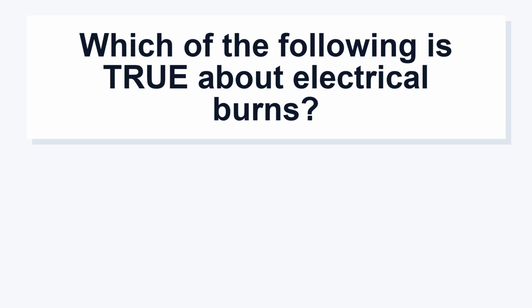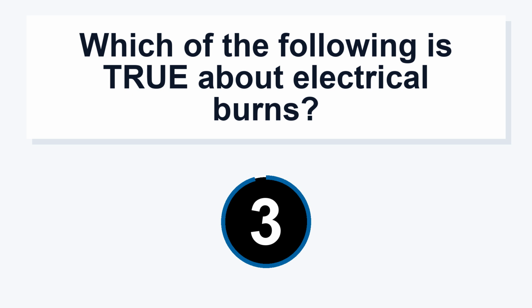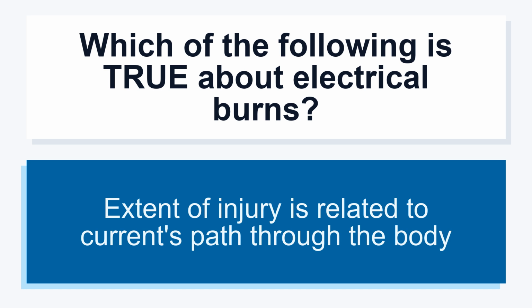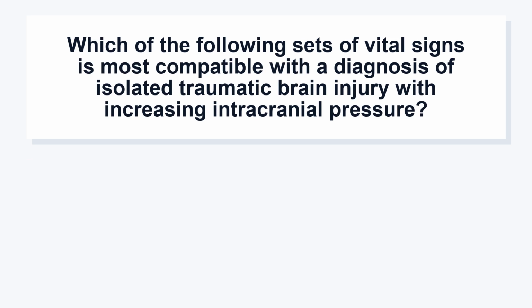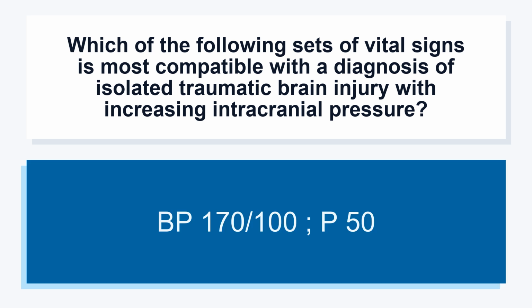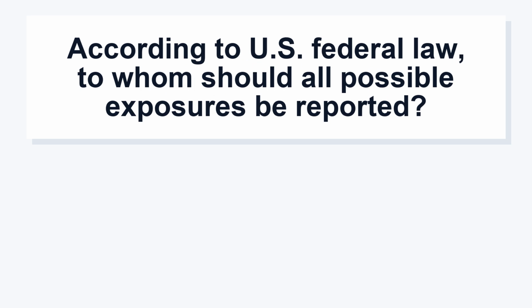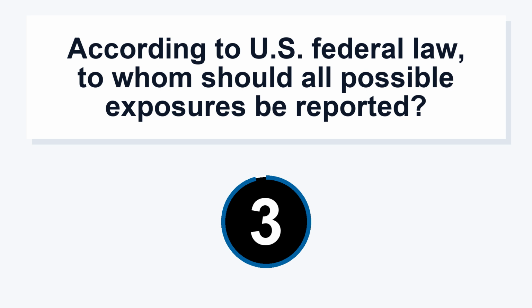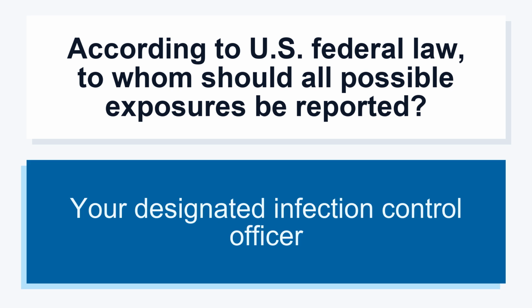Which of the following is true about electrical burns? Extent of injury is related to current's path through the body. Which of the following sets of vital signs is most compatible with a diagnosis of isolated traumatic brain injury with increasing intracranial pressure? BP 170/100, P 50. According to U.S. federal law, to whom should all possible exposures be reported? Your designated infection control officer.